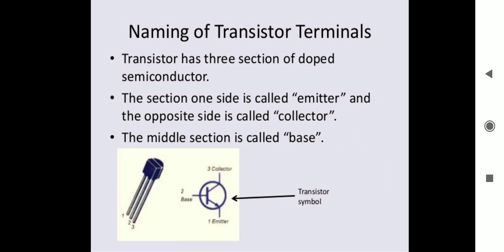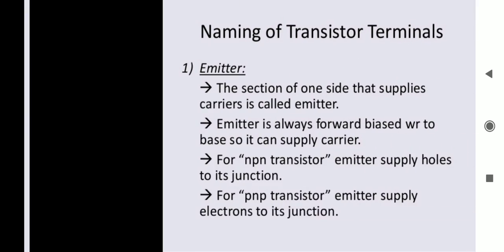Transistor has three sections of doped semiconductor. One side, you can see in the figure, is called the emitter, and the opposite side of this is the collector. The middle section is called the base.